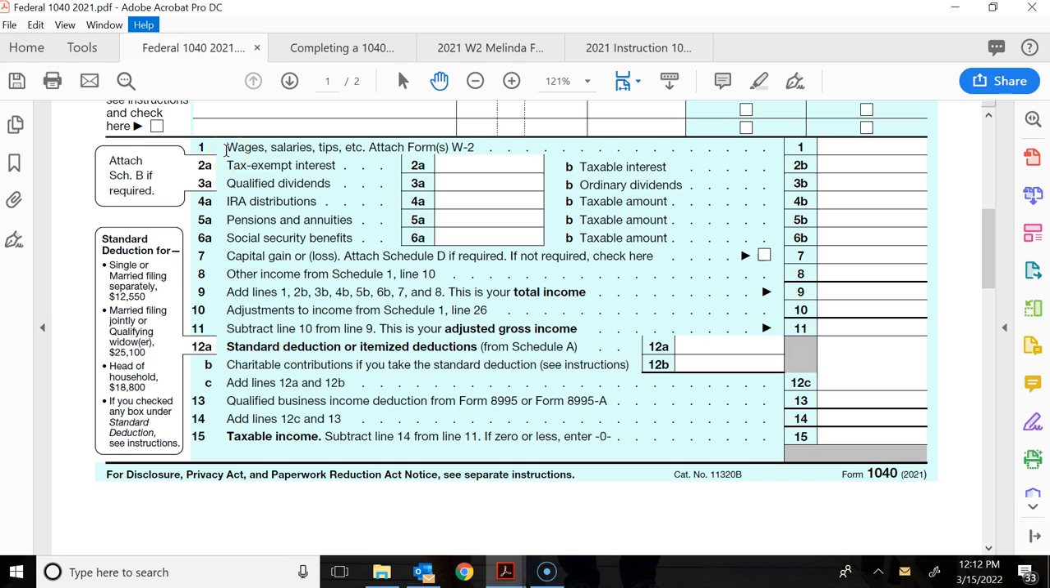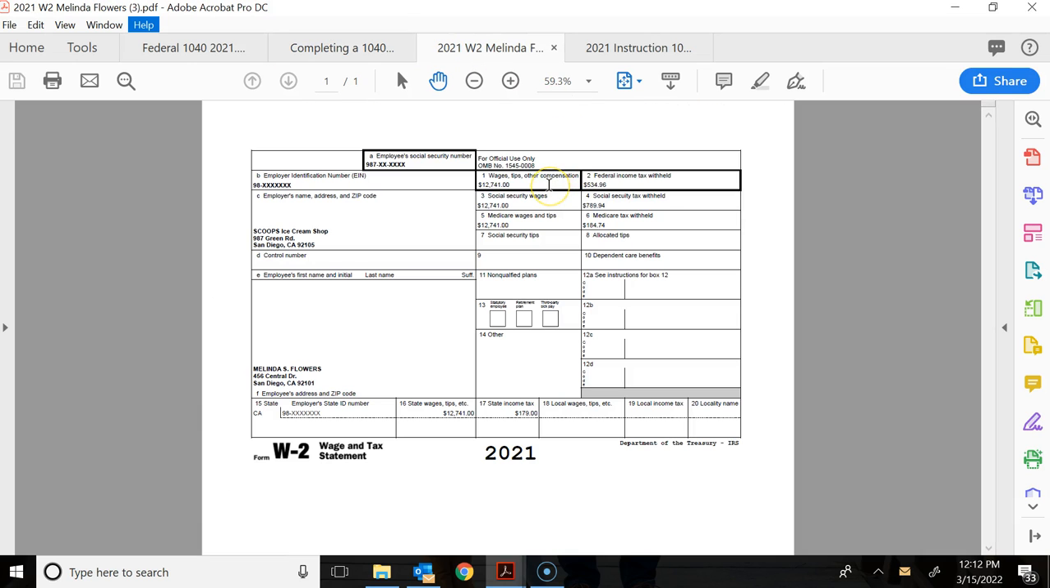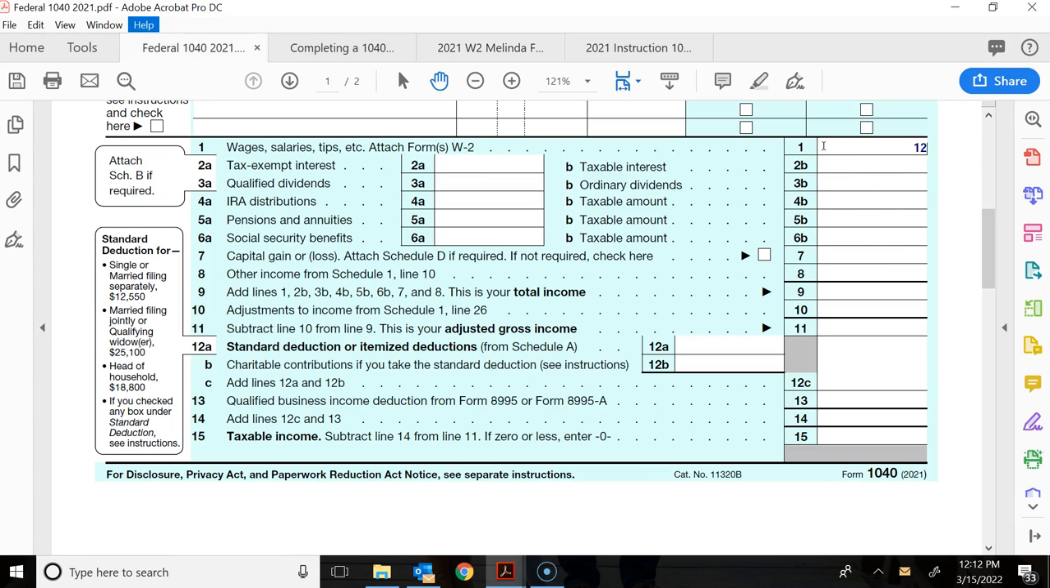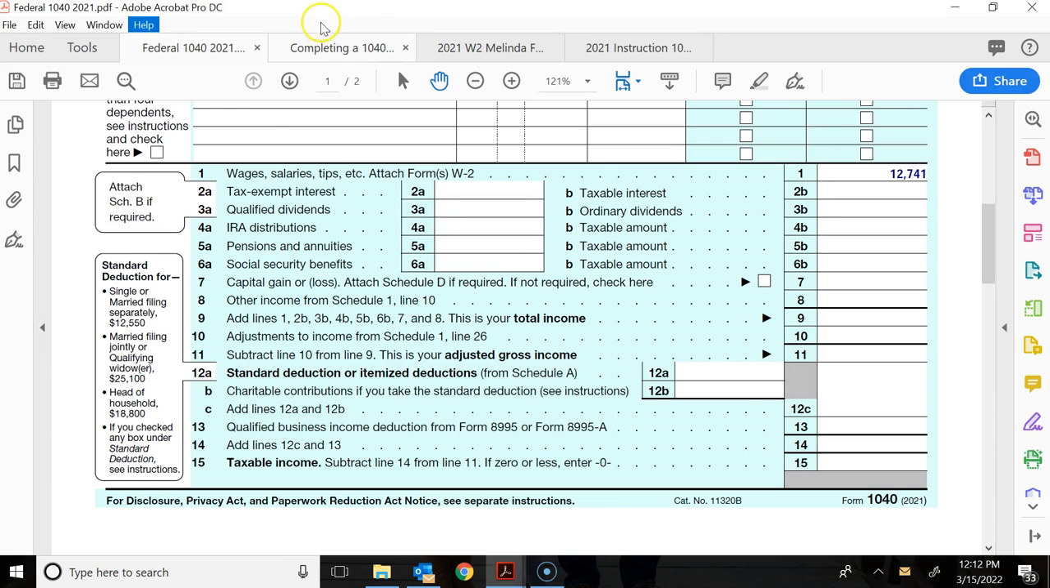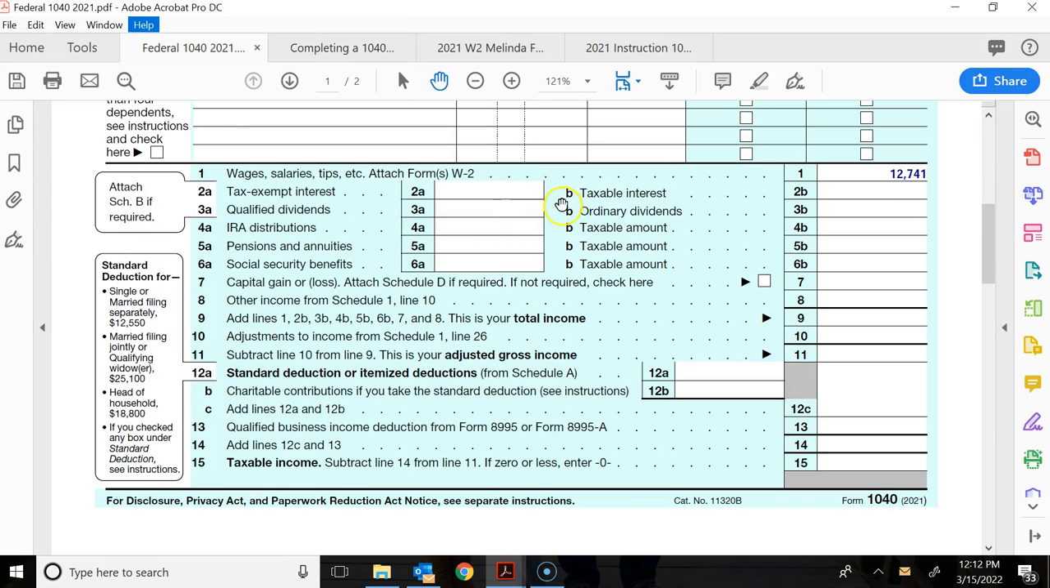Line 1 is asking for wages, salary, tips, etc. from Form W-2. If we look at her W-2, we know that she made $12,741, so that's the number that's going here. All right, and then on our cheat sheet, it says that for lines 2A through 8, we can assume 0 for each value. So let's go ahead and put those zeros there.